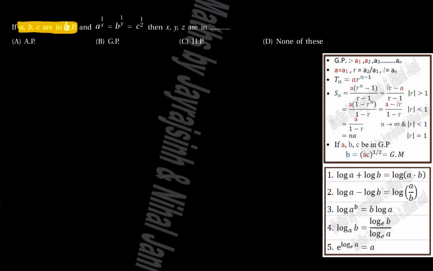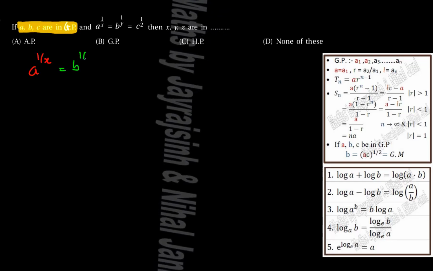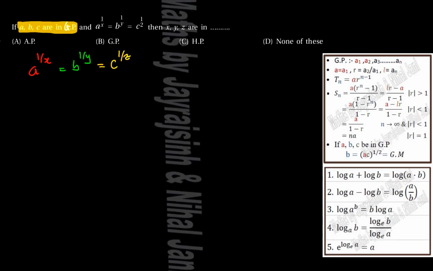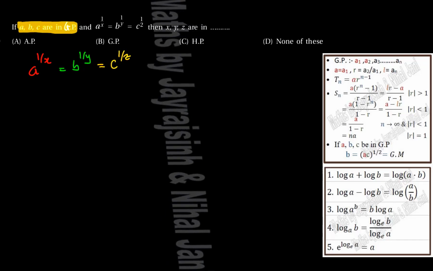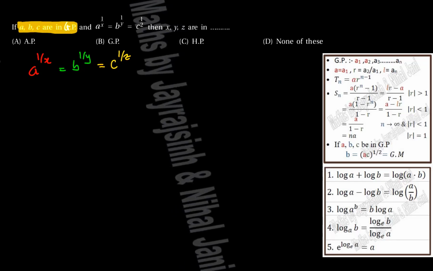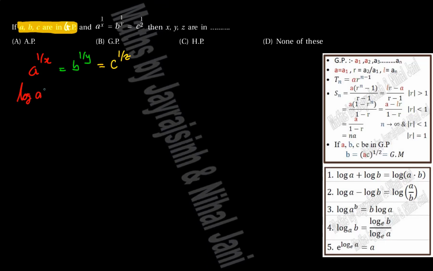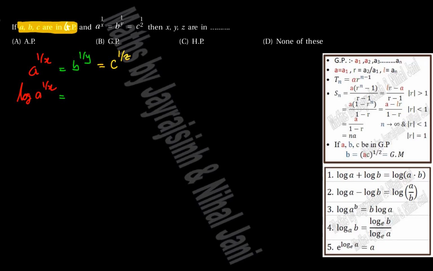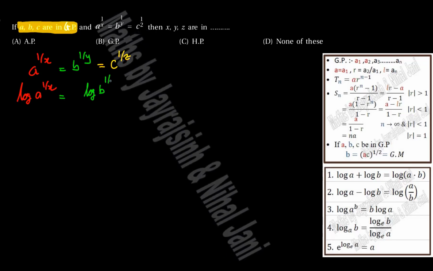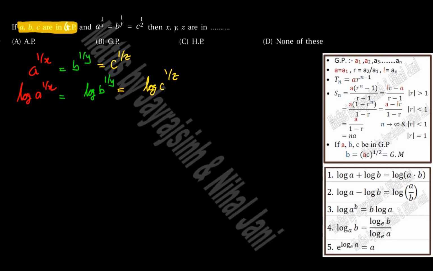In this question, it is given that a, b, c are in GP and a raised to 1 by x is equal to b raised to 1 by y is equal to c raised to 1 by z. Then we have to find x, y, z are in which progression. So let's take log on each side. So we will get log a raised to 1 by x is equal to log b raised to 1 by y is equal to log c raised to 1 by z.